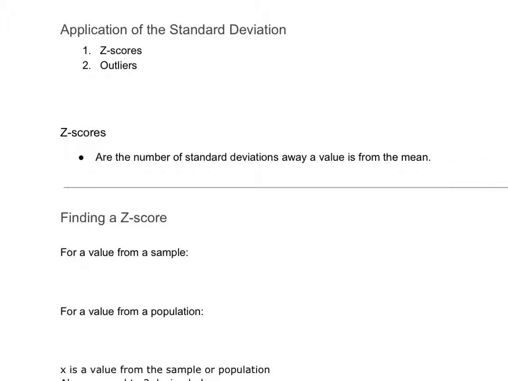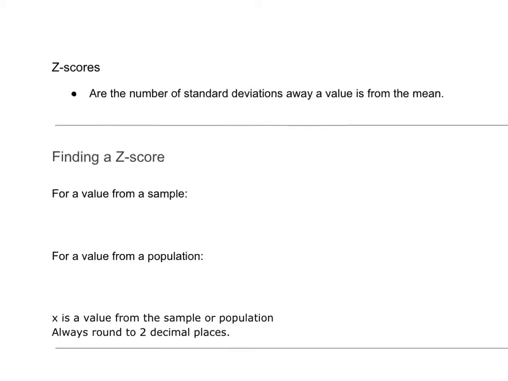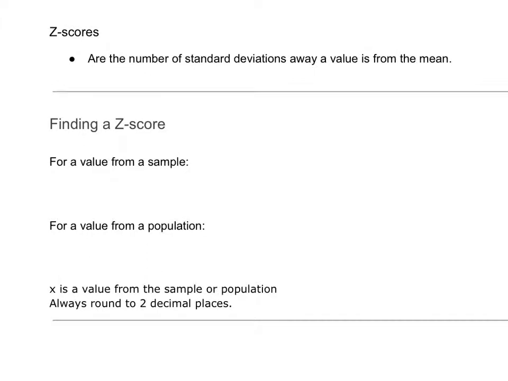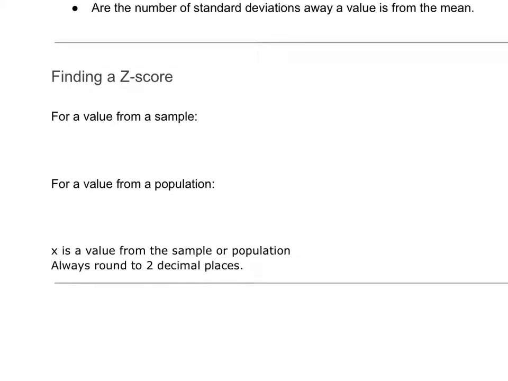Here's a couple applications of the standard deviation. First of all is something called a z-score, and the second is finding outliers. Z-scores are the number of standard deviations away a value is from the mean. So it gives us a number of standard deviations away for any data set. Okay, so what is a z-score?